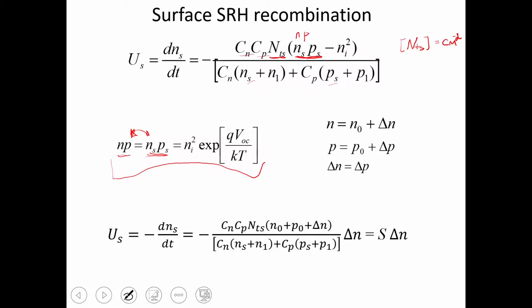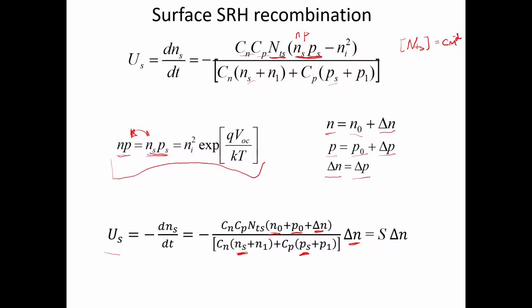Also, we need to recall that N, total concentration of charge carriers, is equal to equilibrium electron concentration plus non-equilibrium. Then total hole concentration is equilibrium hole concentration plus non-equilibrium hole concentration, and concentration of non-equilibrium electrons should be equal to concentration of non-equilibrium holes. Taking this all into account, we will get the final expression for net surface recombination rate, where we operate with surface concentration of electrons, holes, equilibrium charge carrier concentration in the bulk, and this excess non-equilibrium charge carrier concentration, where we assume that delta N is equal to delta P.